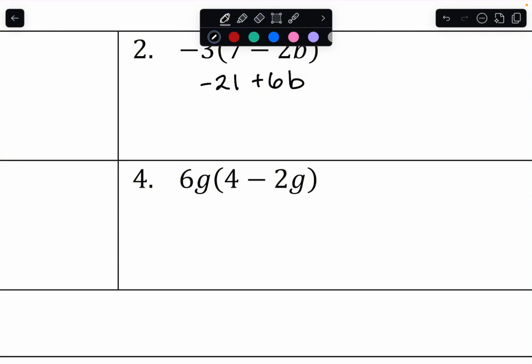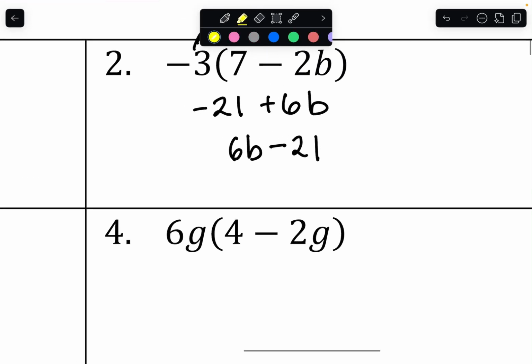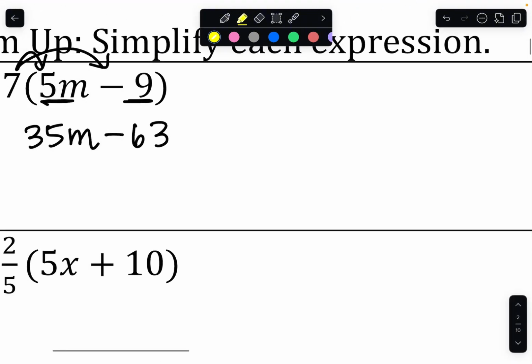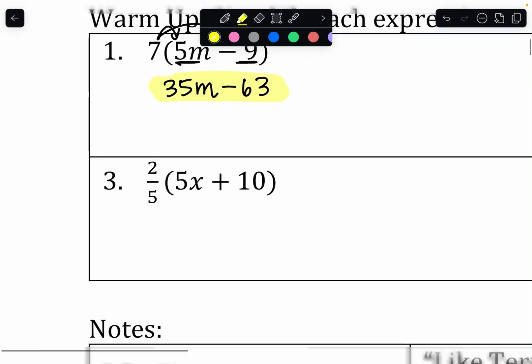When we write our final answer, we always put terms with variables before terms without. So the constant will always come last. And so the ideal final answer would be 6b minus 21. Here it was 35m minus 63.